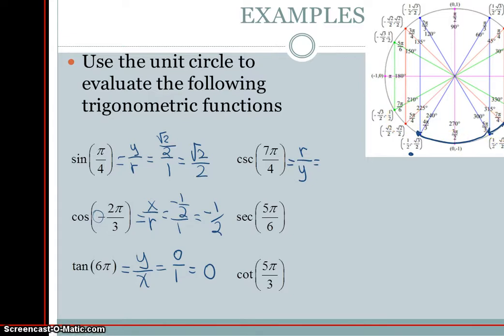So the coordinates we're going to be using are square root of 2 over 2, comma negative square root of 2 over 2. Once again, we know that our radius is 1, because it's the unit circle. The hypotenuse of our triangle is 1. And the y-coordinate is going to be negative square root of 2 over 2.